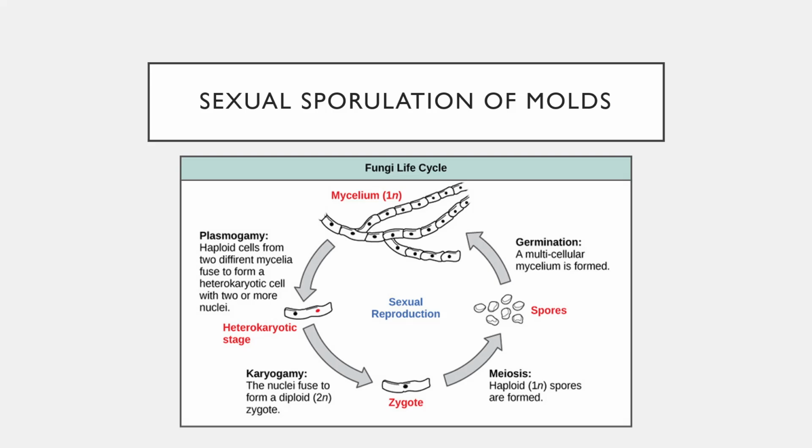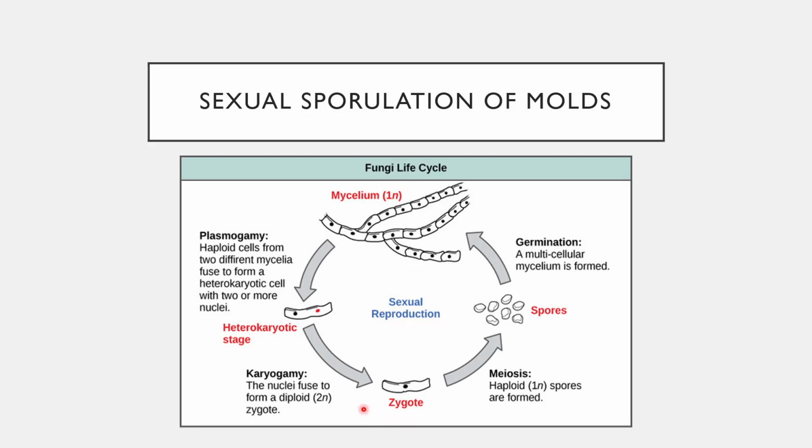Once the cells have fused, then the nuclei fuse. This is called karyogamy. And when karyogamy is complete, what you have is a zygote. This is the only stage at which the mold is diploid, or possessing a double set of chromosomes. Again, it's strange because virtually every cell in our bodies, aside from the reproductive cells, are diploid.